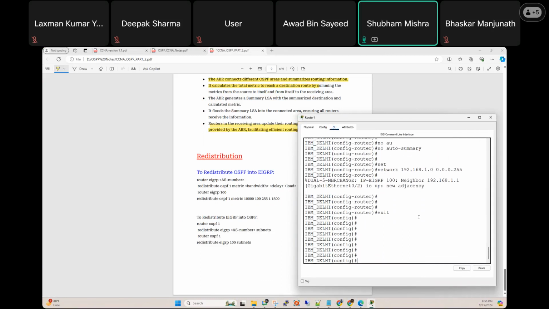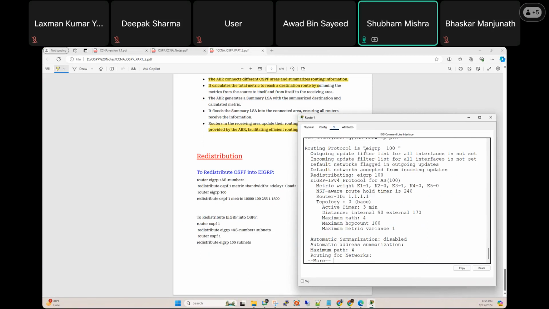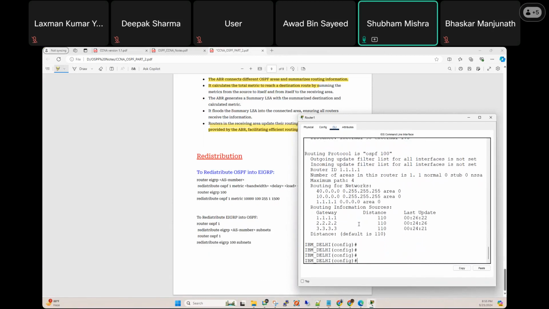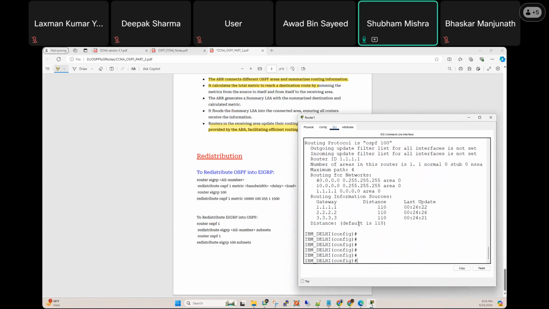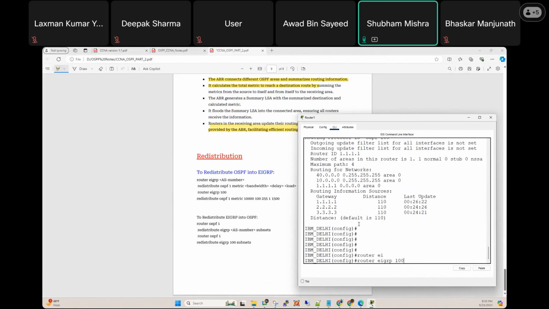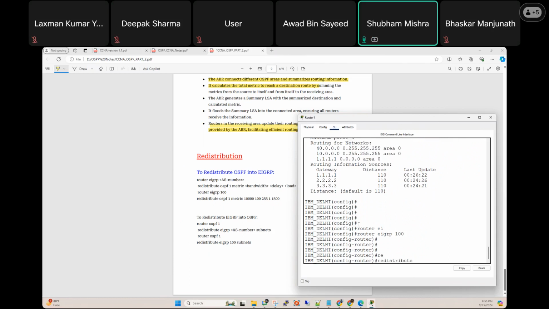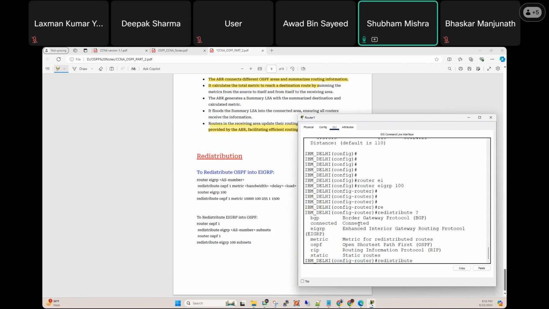Okay. So, show ip protocols. So we are running EIGRP 100 and OSPF 100. Done, na, everyone? Yes or no? So we are redistributing the OSPF routes into EIGRP. In which EIGRP? Router EIGRP 100. Yes. In this EIGRP, we are going to redistribute. The command is redistribute. Fine. After that, I press the question mark. What do you want to redistribute? I want to redistribute OSPF. Yes or no? So I run OSPF.